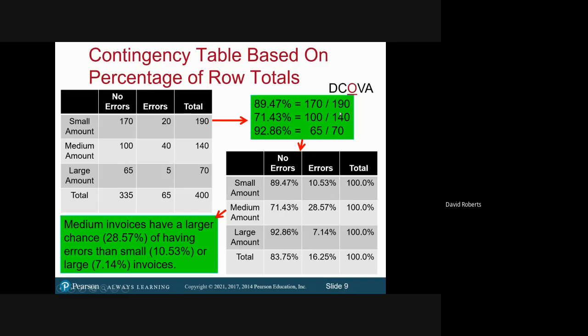You can take the 20 divided by 190, or simply take 100% minus 89.47, because the row will total to be 100%. So it breaks it down in different ways. It gives you different information.